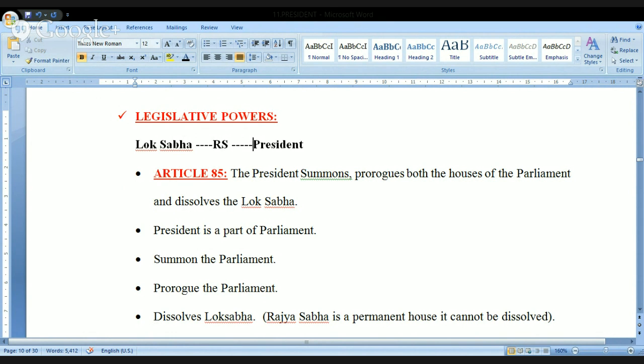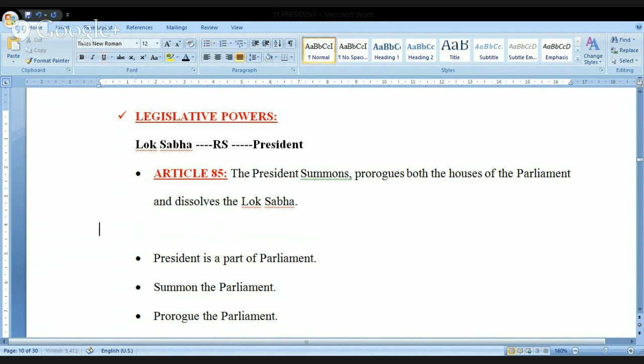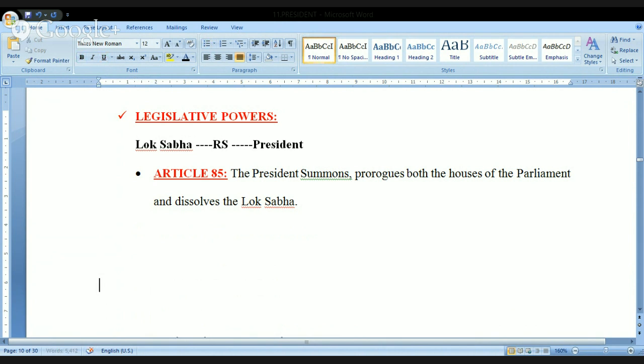Now look at this. Article 85 I'm talking about. The President summons and prorogues both the houses of the Parliament and dissolves the Lok Sabha. With respect to each and every point here, very slowly, look at this. We are using the word summon. But what do you mean by summon?